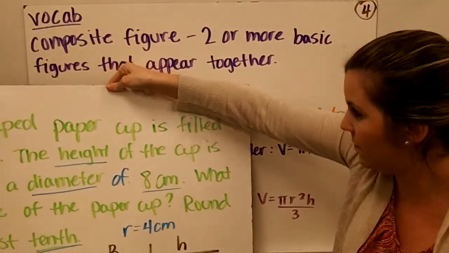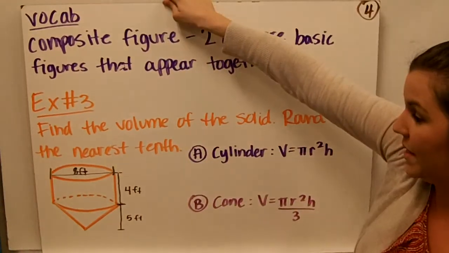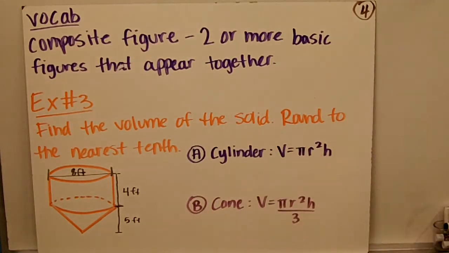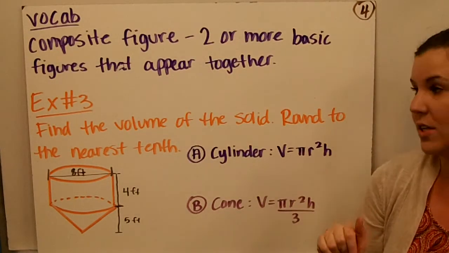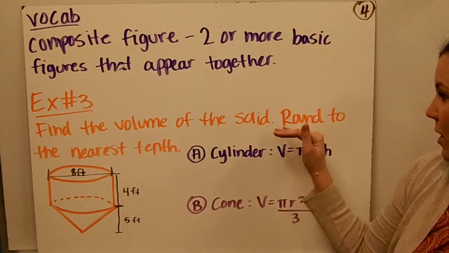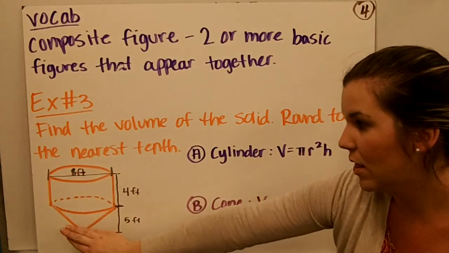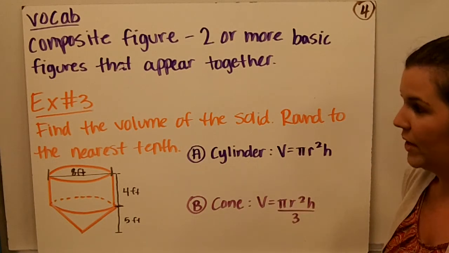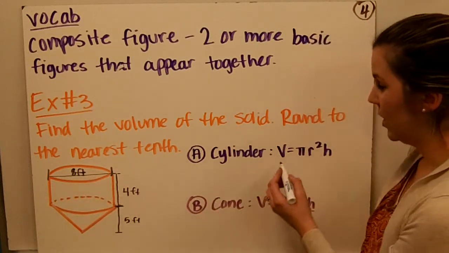Example number 3 is a composite figure. So vocab, a composite figure is 2 or more figures that appear together. Find the volume of the solid, round to the nearest tenth. You can see we have a cylinder, and on the bottom there is a cone. All right, so we can look at this cylinder and find the volume of it.